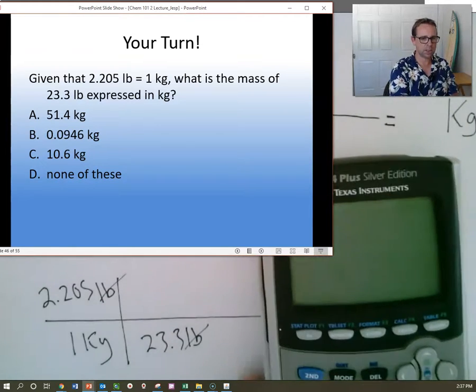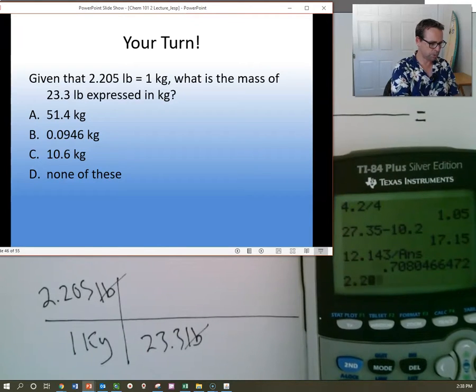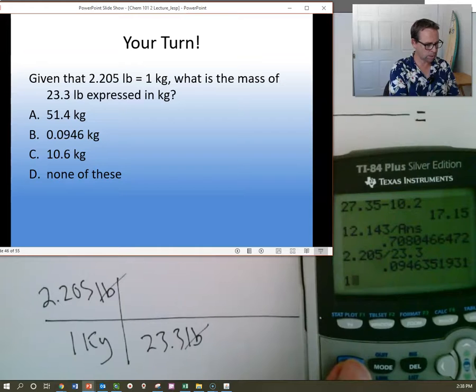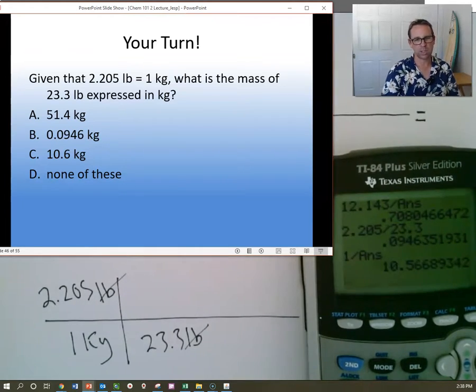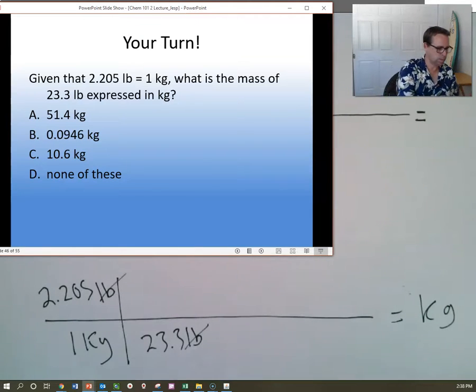So if you did this in the calculator, if you put in 2.205 divided by 23.3, I get 0.0946, but that's in units of 1 over kilograms. So if I go 1 divided by that 0.0946, then I'll get the 10.6. So it does work out. It's just a lot more confusing.